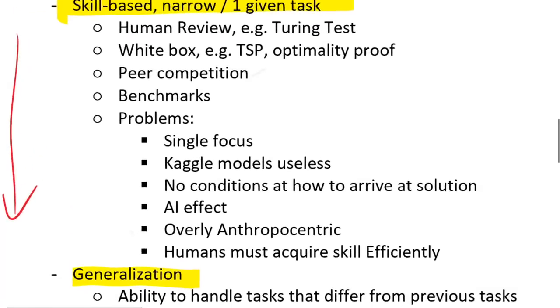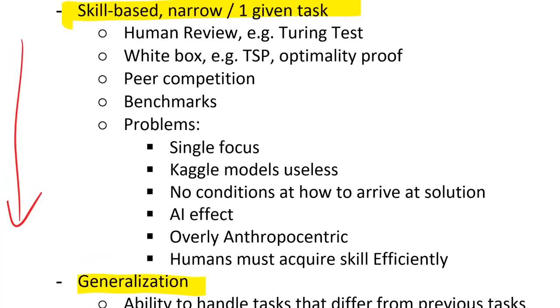So in skill-based evaluation, you basically go for one given task. You evaluate a system on one given task. One example here is the Turing test, and that's done by human review. Another example is where you have a proof.